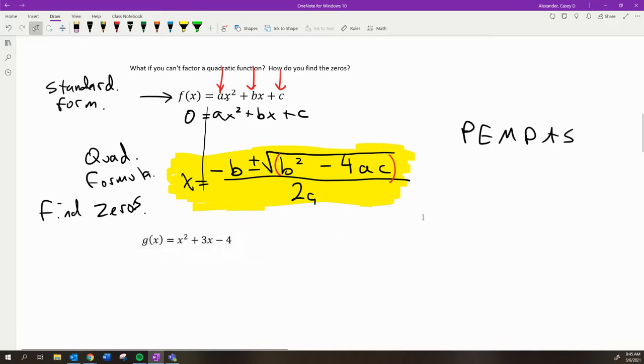It's the one that we know the zeros for already. By factoring it, I figured out that the zeros were negative 4 and positive 1, right? That was what I did at the beginning of the video. But instead, let's use the quadratic formula, and I'm going to identify a, b, and c first.